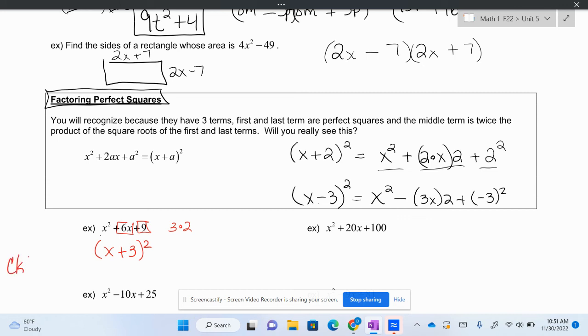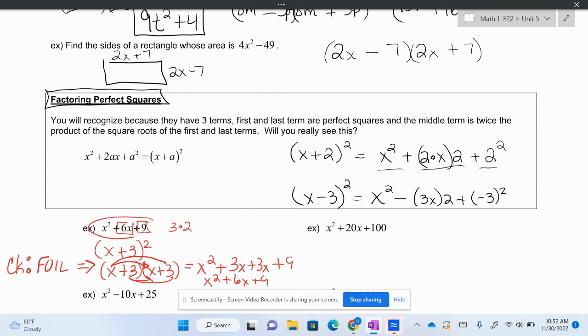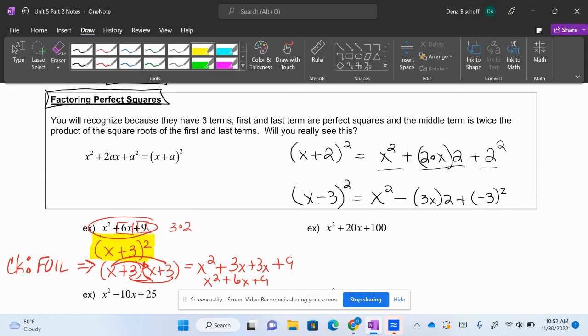So again, we're going to check this with a FOIL just to make sure you understand what's going on. So if I FOIL this, well, remember this is x plus 3, the quantity squared is really x plus 3 times x plus 3. X times x is x squared. X times 3 is 3x. 3 times x is 3x. 3 times 3 is 9. So that becomes x squared plus 6x plus 9, which is what you started with. So the factored form is x plus 3, the quantity squared.